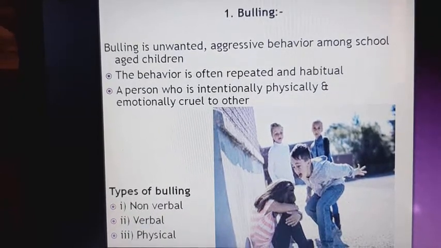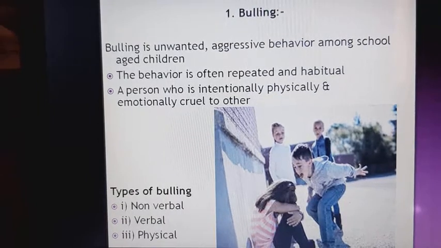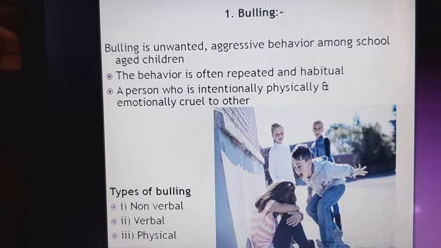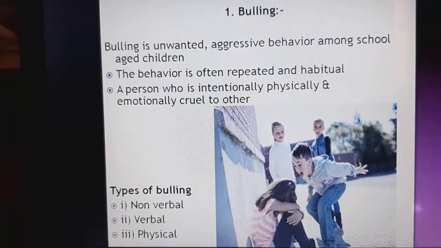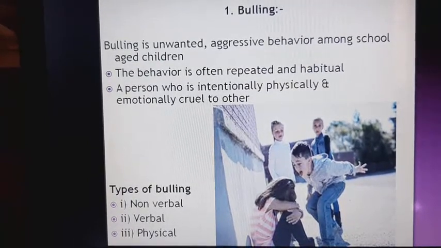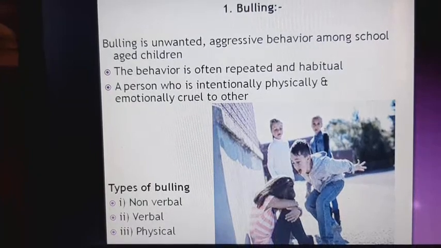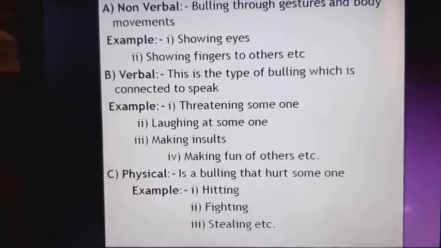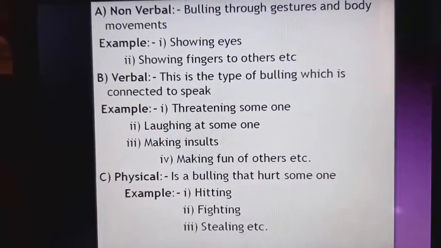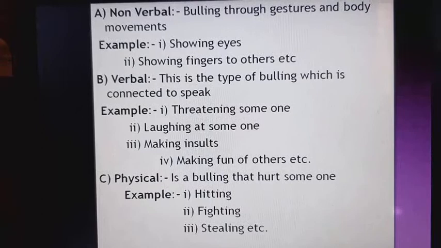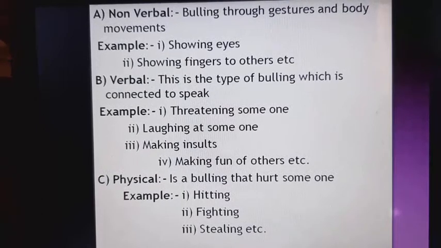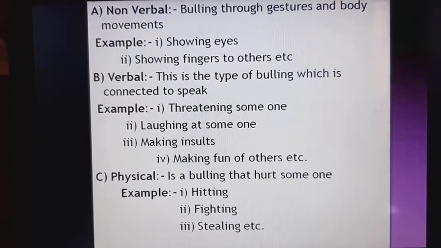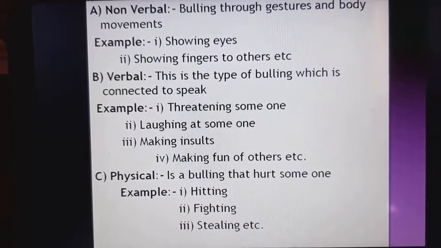Types of bullying: non-verbal, verbal, physical. Observe the picture of the child who is bullying. A. Non-verbal: bullying through gestures and body movements. Example: showing eyes, showing fingers to others, etc.